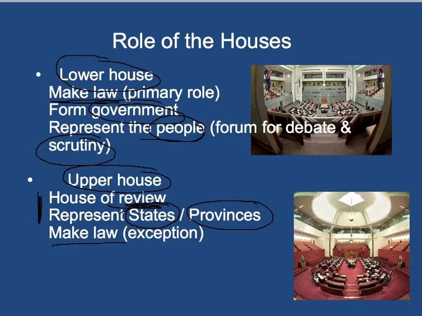It's probably also a good idea to be able to evaluate the roles of these houses, particularly that of the upper house. And you should consider, does it actually continue to represent the interests of the states? How effective is the House of Review? And that's going to be primarily dependent on who has a majority in that house and whether the parties vote along party allegiances.